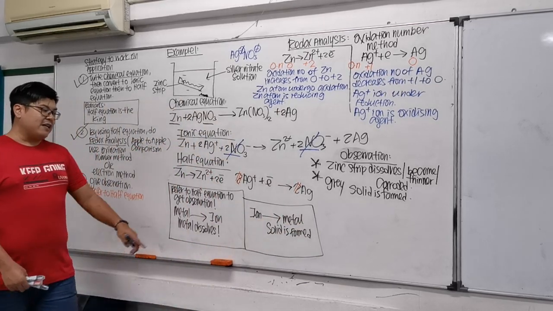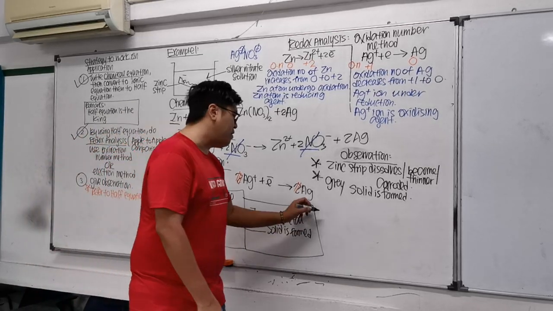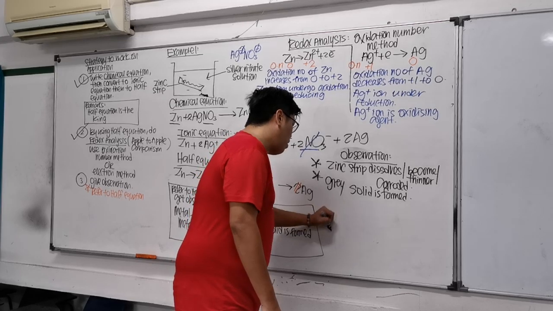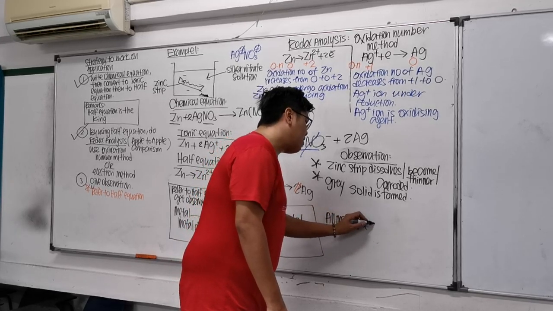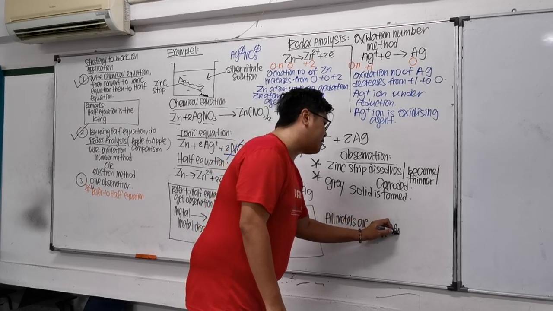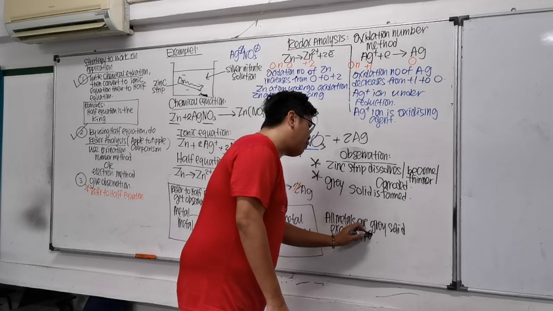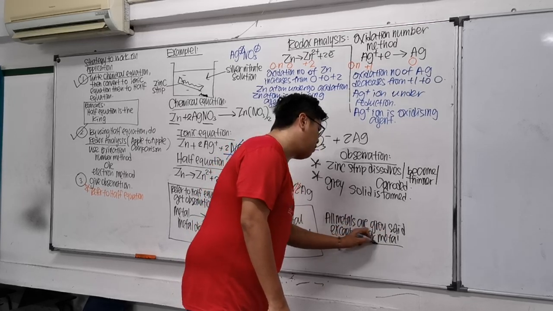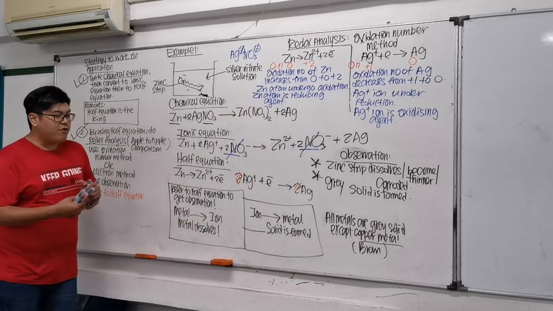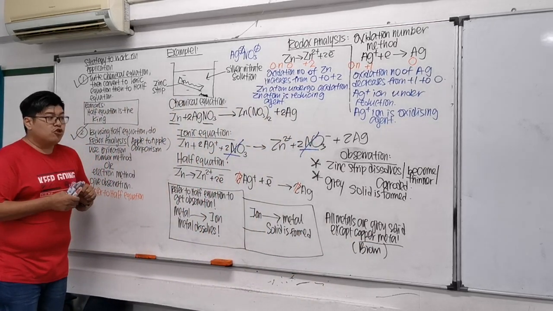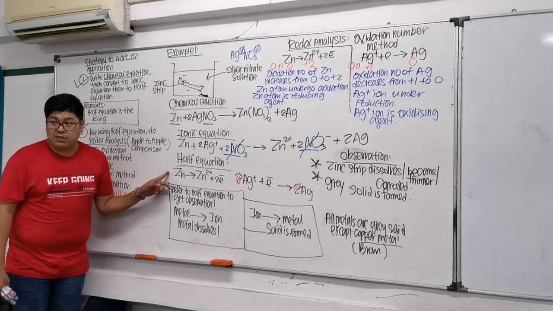So what is the color here? Depends. All metals are grey color solids, except copper metal. Copper metal is actually brown. Apart from that, everything is grey. So always refer to half equation in order to get your observation.